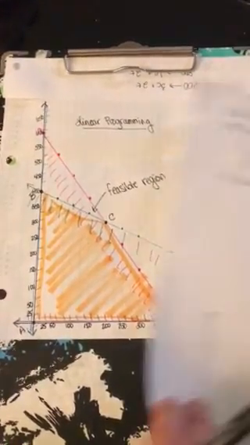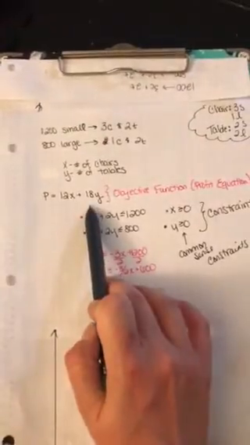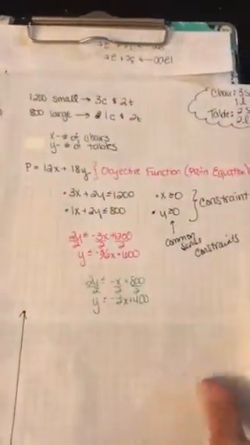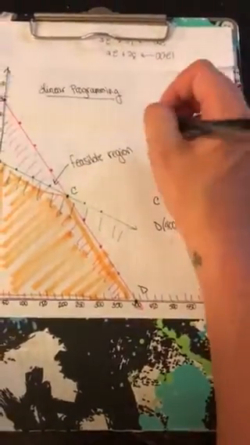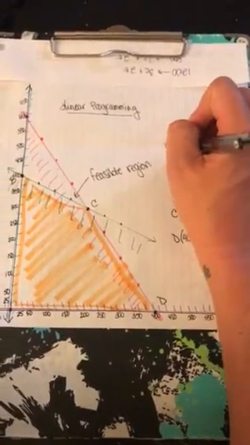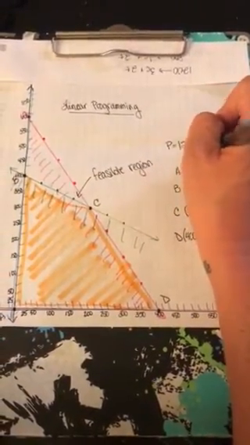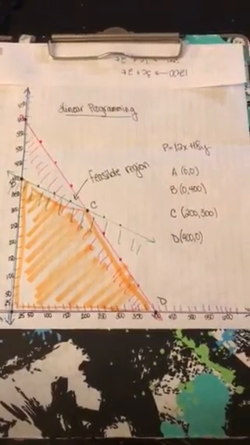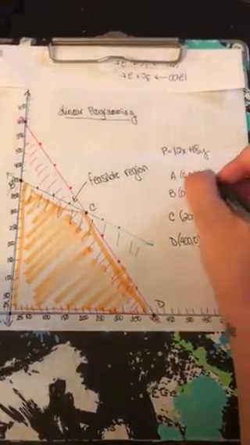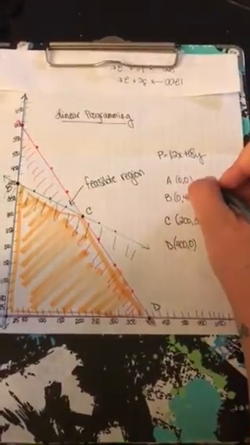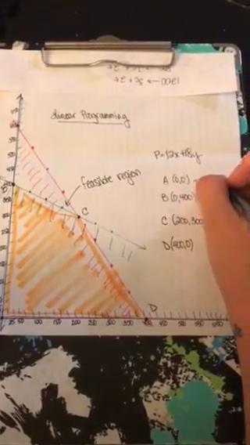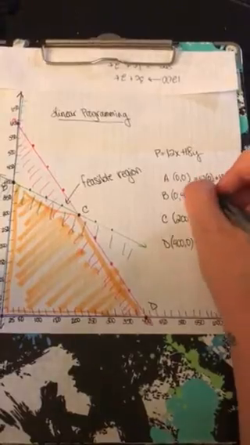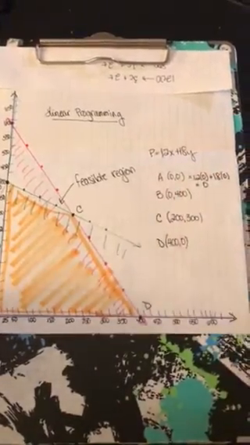Remember back at the beginning when we had that objective function? This is where that comes into play. So our objective function was 12x plus 18y. Guess what we're going to do with these x and y coordinates? Plug them in, you say? Why, yes, we are. So if we plug them in, we get 12 times 0 plus 18 times 0, which gives us a big fat profit of nothing.